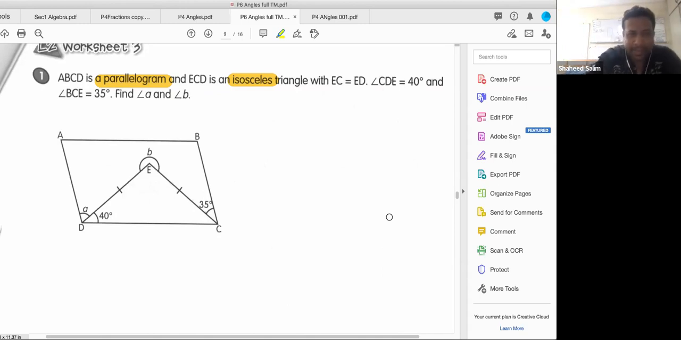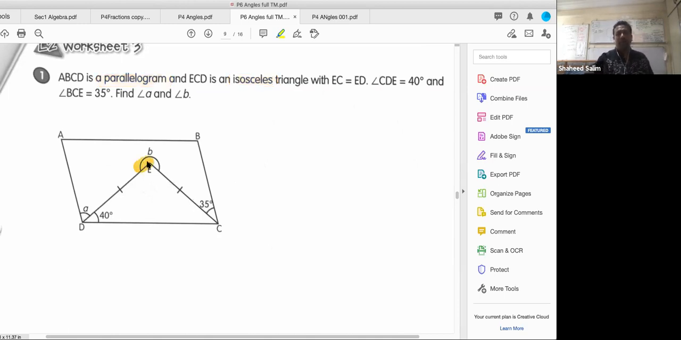Do you think it's 90 degrees over here, Miss Putri? That's why 90 minus 40 gives 50. But they didn't tell you it's 90 degrees. How do you know? How do you know? You can do B first if you want to. B is quite easy.